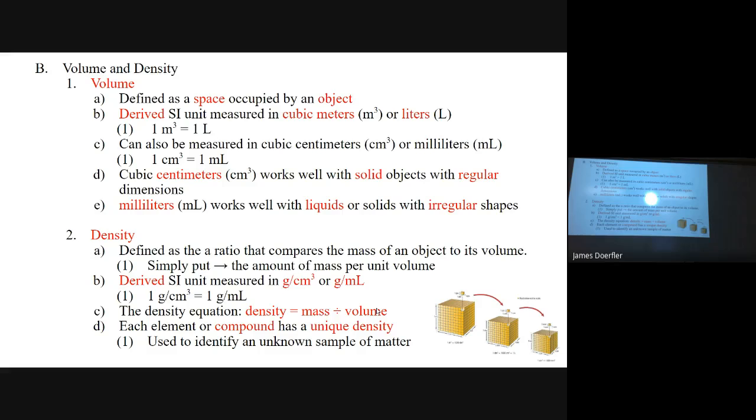Cubic centimeters will work well with solid objects with regular dimensions, something that we can measure, say, using a ruler. Milliliters works well with liquids or solids with irregular shapes. If you have a solid with irregular shapes, oftentimes we will use what's called water displacement to help determine its volume.